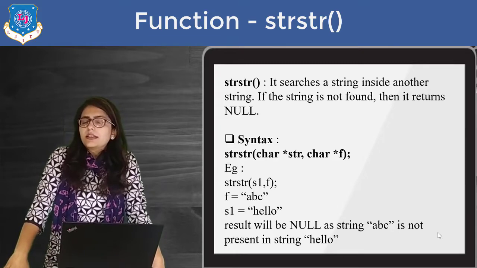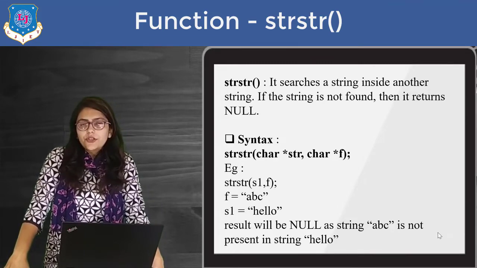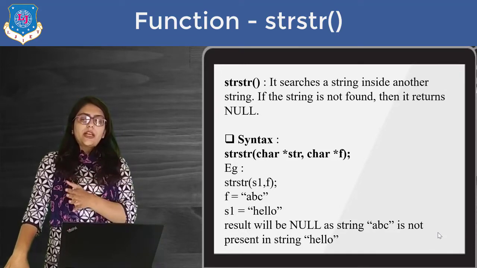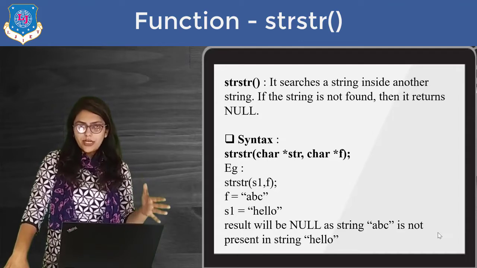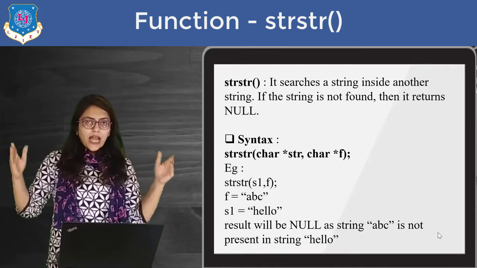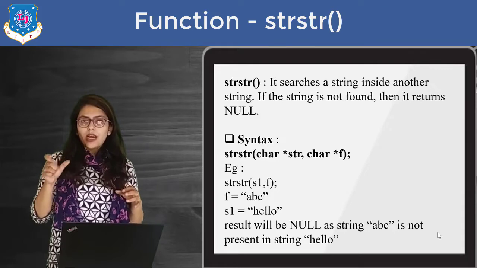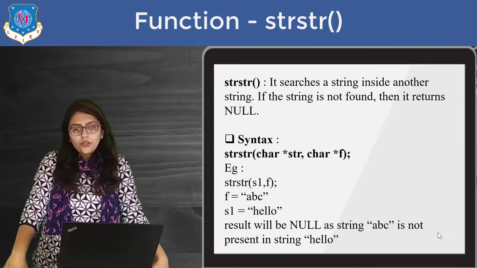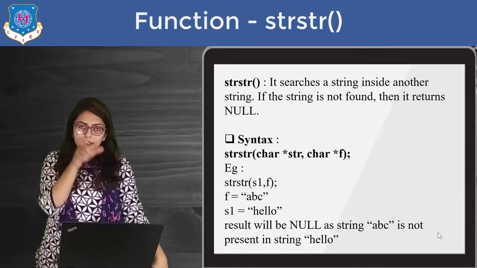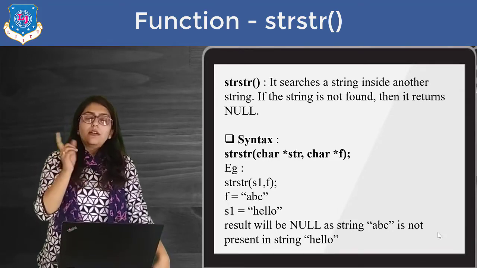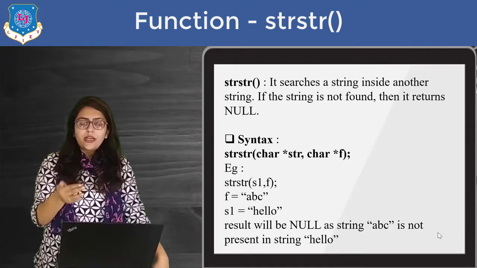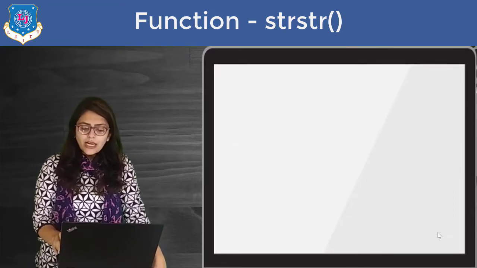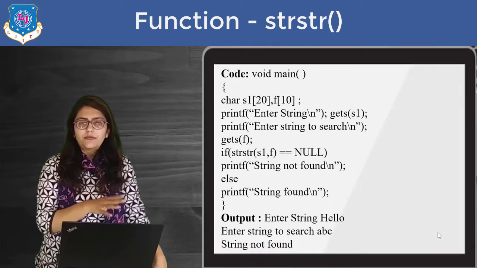Now strstr, this is our last function. What does this function do? This function takes two strings from the user, and it will check if the second string is available inside the first string or not. You can say the first is the entire string and the second is a substring. You want to check whether the substring is present inside our string or not. At that time you can use this function. If it is inside, it will not return null. If it is not inside the string, it will return null. So by checking the condition, we can check if the second string is present in the first string or not.